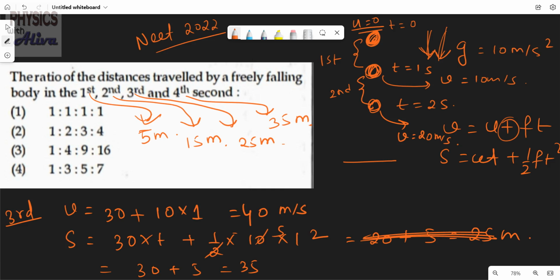Okay, now we have to calculate the ratio. So 5 is to 15 is to 25 is to 35. So here we can write 1 is to 3 is to 5 is to 7. This should be the ratio.